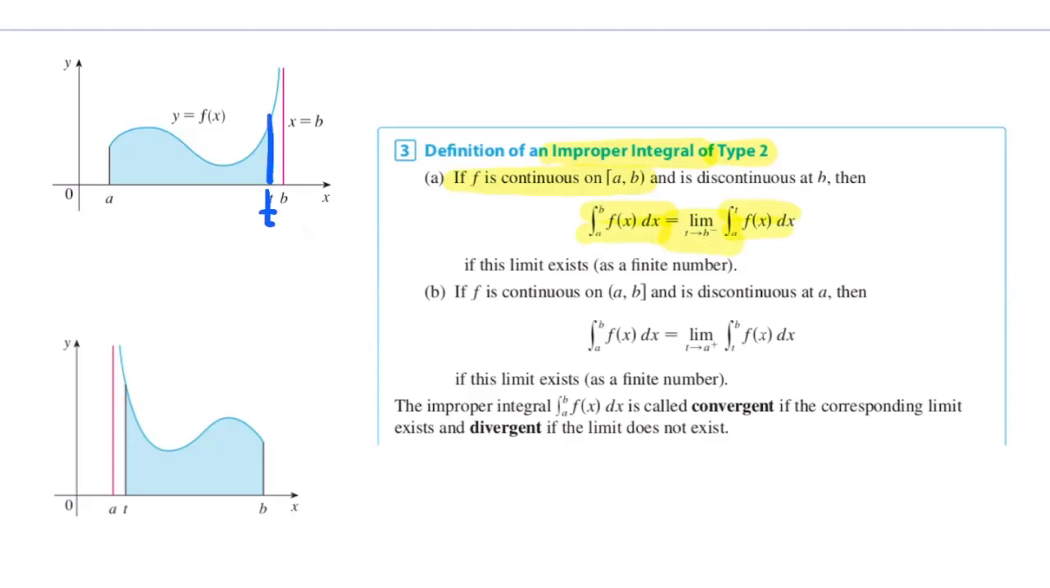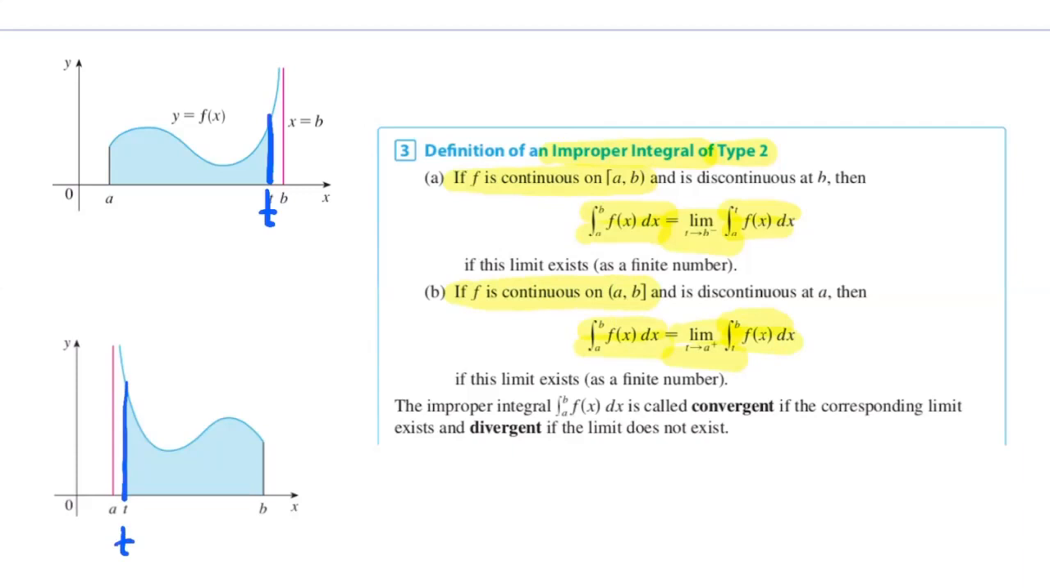Down here in the second picture, maybe I should have started with it because it's like the example I just did. There, your function is continuous everywhere except for the left endpoint. So by the integral from a to b, you mean integrate from t to b for any number t bigger than a. That's what's written right here. Integrate from t to b, and then take the limit as t goes to a from the right. All right. So these things are both defined in terms of limits.